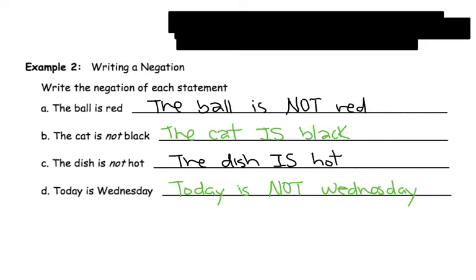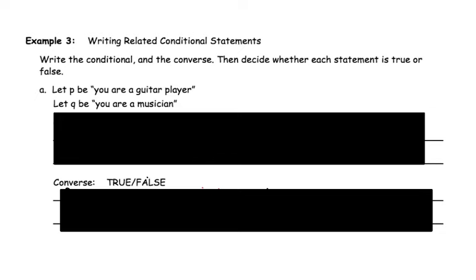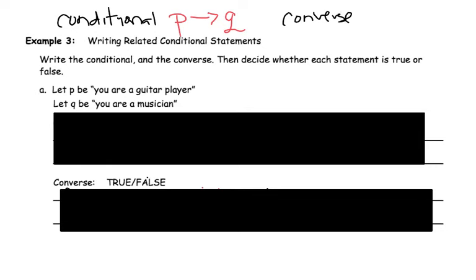All right, moving on. Hopefully found negation pretty simple. So, writing conditional statements, we're going to write the conditional and the converse. Remember, converse basically means you just switch the order. So, just a note here. Conditional is P implies Q. So, therefore, then the converse, okay, you switch the order, so it would be Q implies P. All right? So, example A.